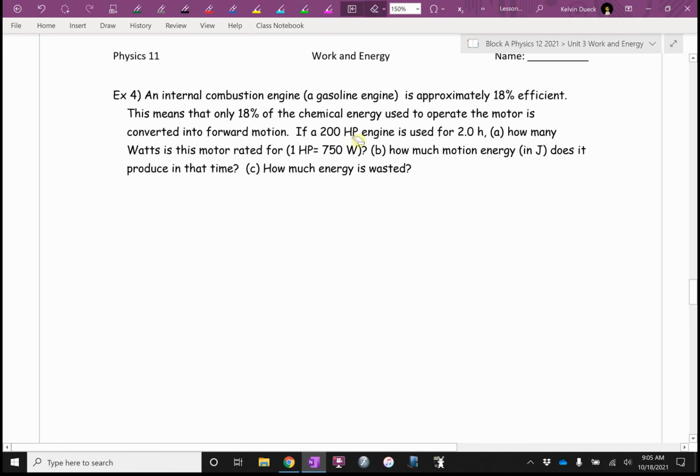If a 200 horsepower engine is used for 2 hours, A, how many watts is this motor rated for? How much motion energy in joules does it produce? And how much energy is wasted? Okay.